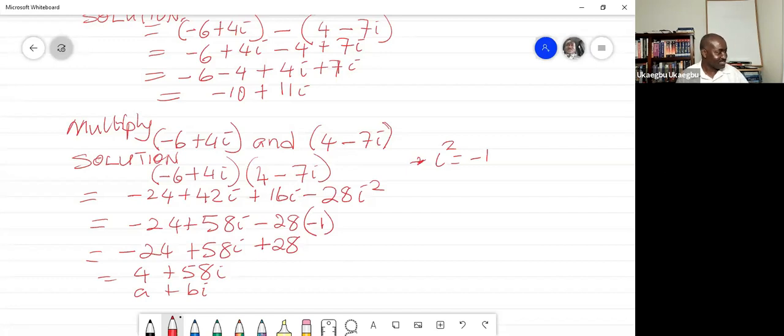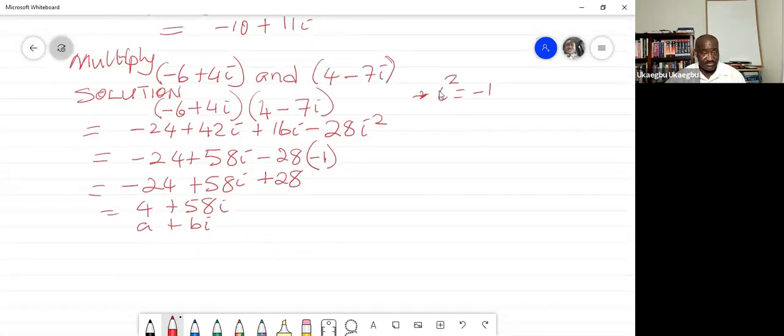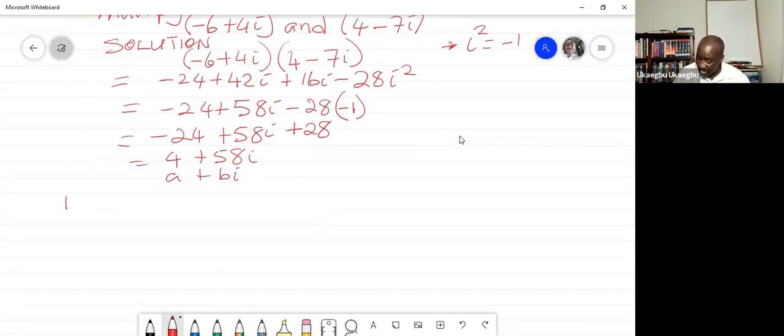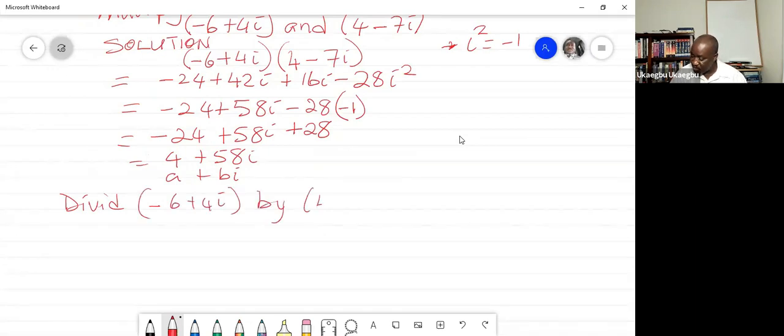Good job. So now let's do division. We've done addition, we've done subtraction, we have done multiplication, so let's do division. We are going to use the same numbers and perform a division operation. So the question becomes: divide negative 6 plus 4i by 4 minus 7i. I'm going to give everybody 2 minutes to think about this and come up with a solution.